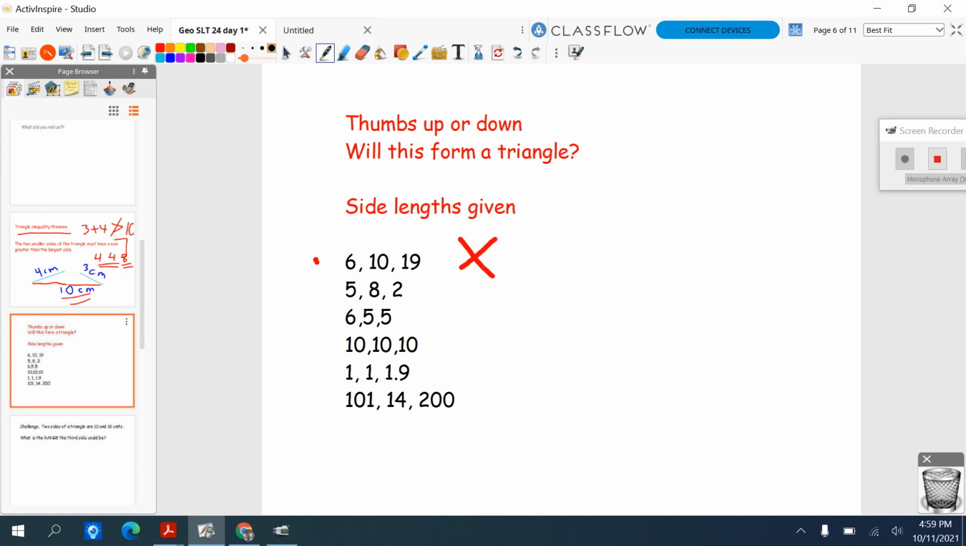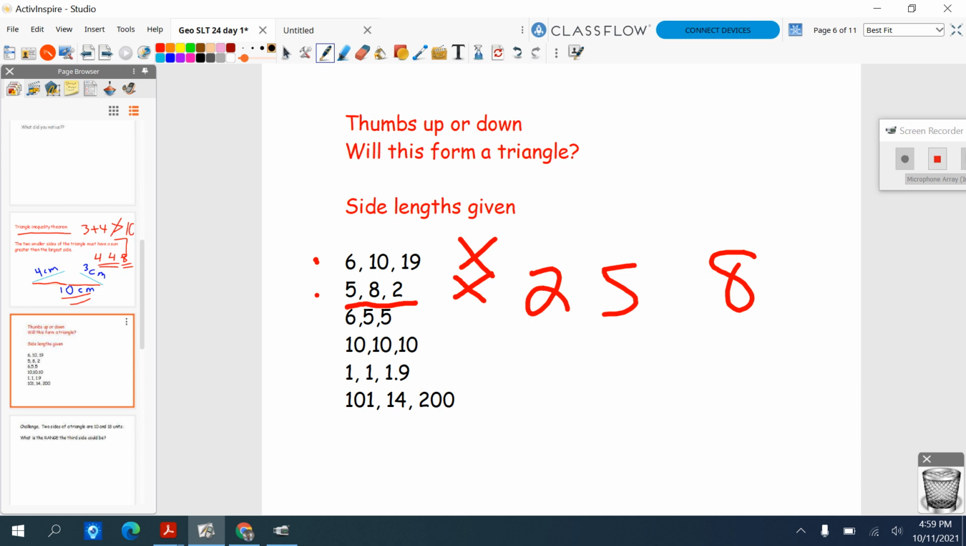Would this one form a triangle? The answer is yes. Oh, I'm sorry. Whoa, my bad. The answer is actually no. I tried to trick you guys and I got mixed up in my own trick. Just because they're ordered like this, the 2 smaller sides are 2 and 5. And 2 plus 5 is not greater than 8. So that would not form a triangle.